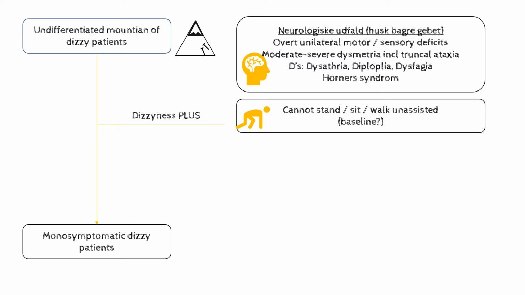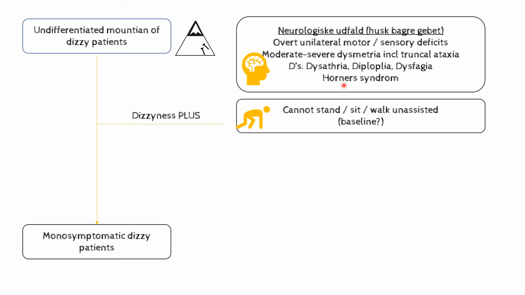Then you have the more specific signs of posterior vascular strokes, like dysarthria, diplopia, dysphagia. And this depends on the stroke syndrome. There are other D's here as well. I haven't taken in all of them in this lecture, but these are just some of the examples.